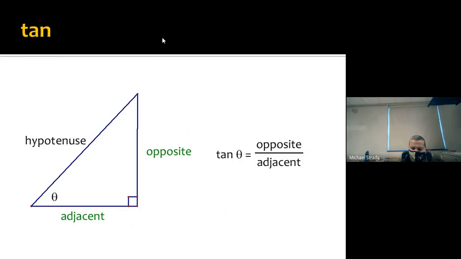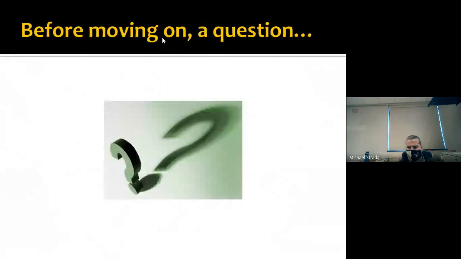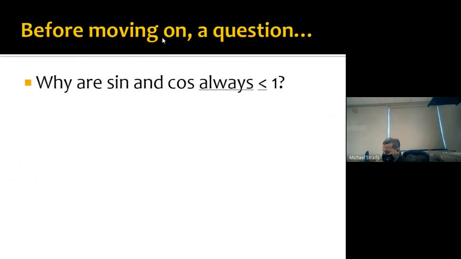So they're just ratios. Here's a question for you, though, before moving on. Why are sine and cosine always going to be less than or equal to 1? Think about a right triangle. Is the hypotenuse the shortest side, middle side, or longest side? Longest side. So if we set up a fraction where the longest side is in the denominator, isn't the numerator going to be less than that? Yes, so you're always going to have a fraction that's less than or equal to 1.